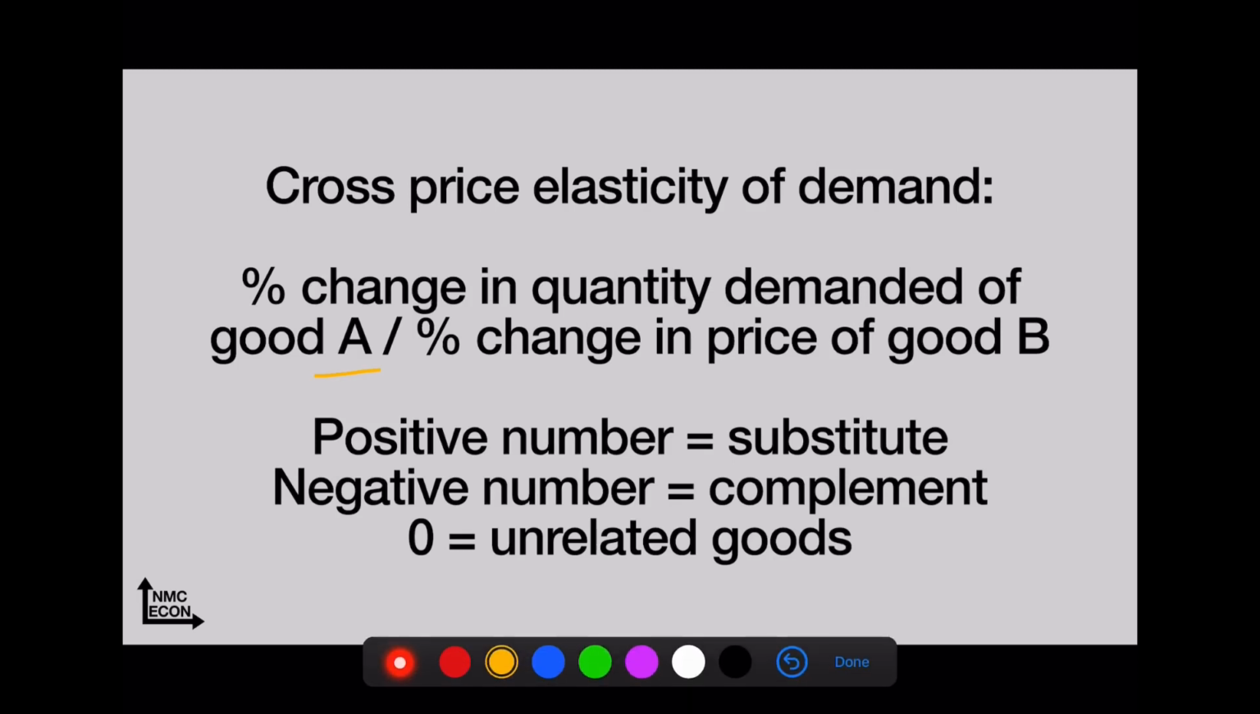Notice this is good A and this is good B. We're comparing and looking at the relationship between these two things. If it's a positive number, they're substitutes. If it's a negative number, they're complements. 0 means there's no relationship between them.